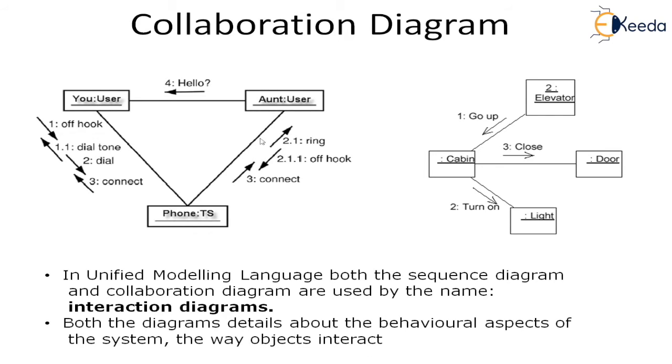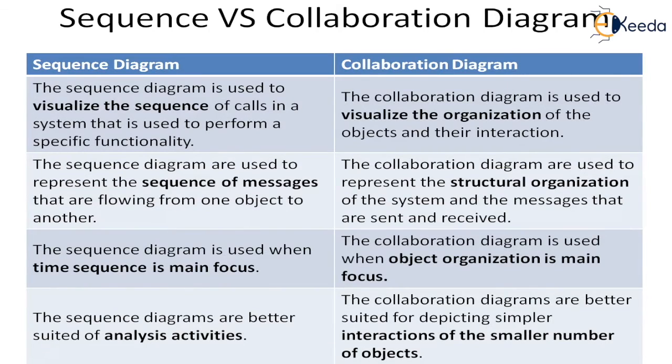The difference is that in one we give more importance to the collaboration, in the other we give more importance to the time sequence. So we can actually state the difference between these two. Here the structural organization of the objects is more important, and here the sequence of messages is more important. In the sequence diagram we are always trying to visualize the sequence of messages and when it has happened, whereas here the object structural organization is the main focus.